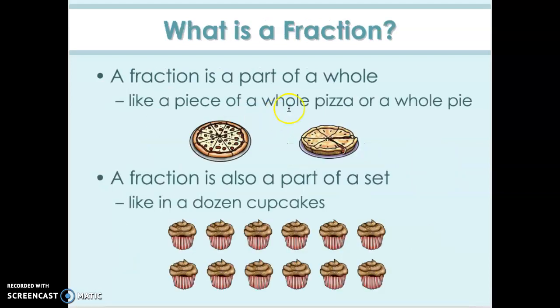So let's go over what is a fraction. A fraction is a part of a whole, like a piece of a whole pizza, or a whole pie, or anything like that. A fraction is also a part of a set, like a dozen cupcakes.